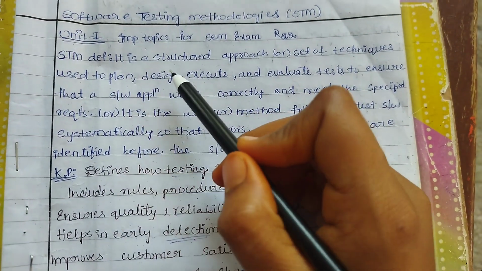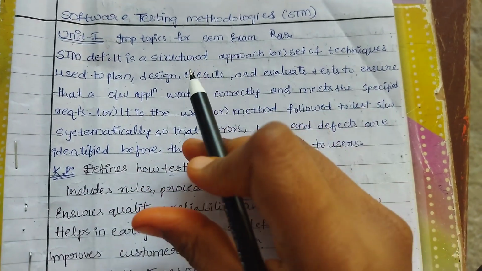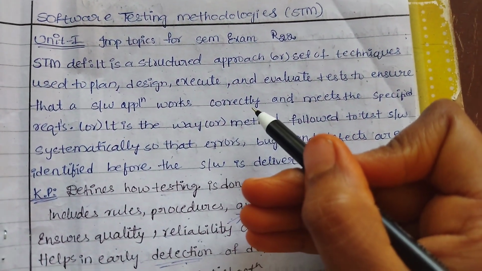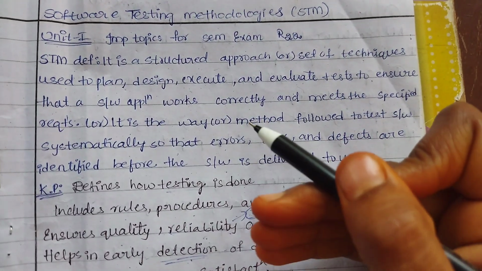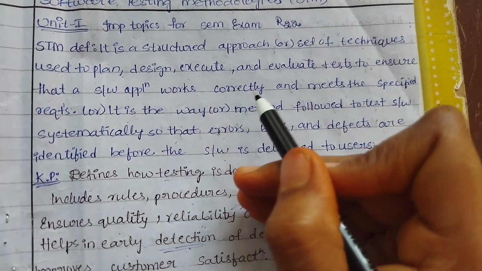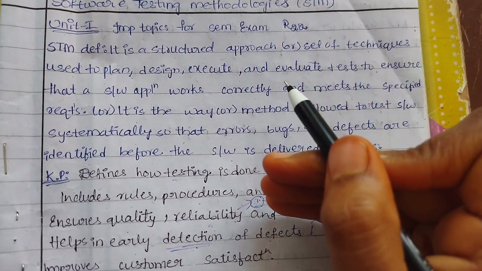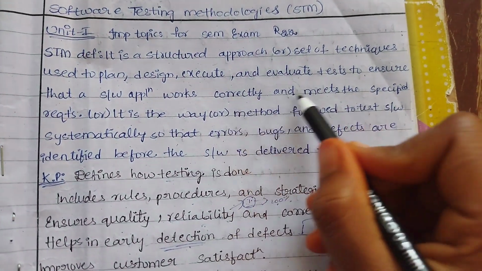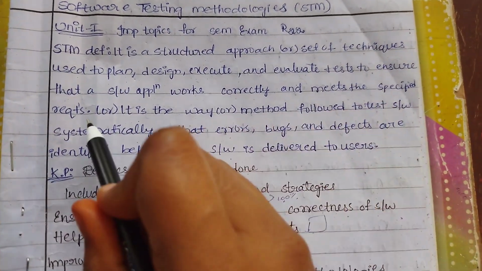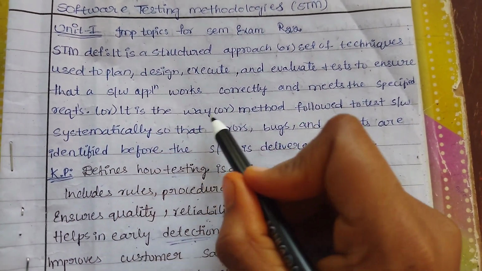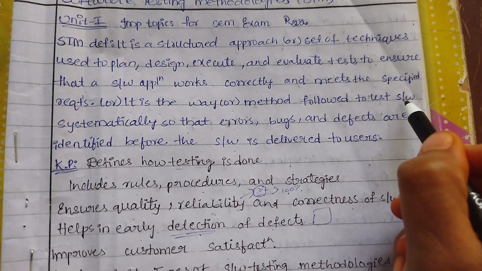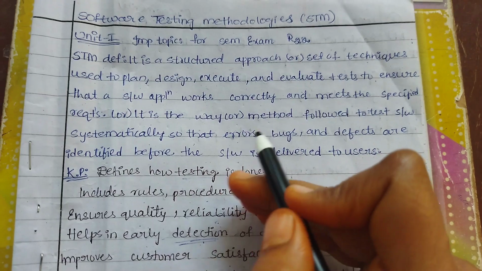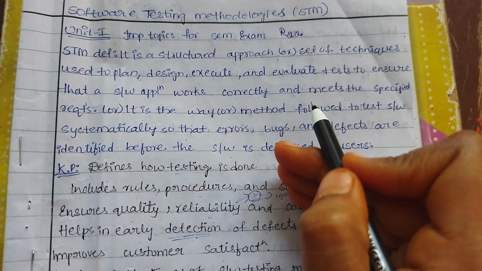First we will plan, then we will design. After that we will execute the process, and then we evaluate the steps for testing, for checking whether the software application is working correctly or not. This is known as software testing methodology, and it checks that the software meets the specified requirements. It is the way or method followed to test software systematically, whether the software is right or wrong.